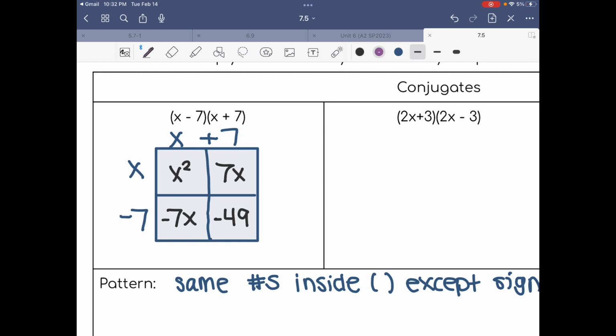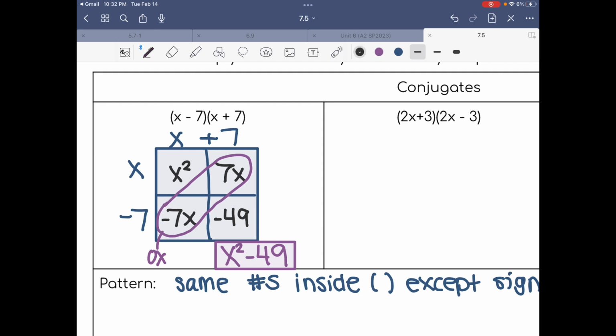Then, hopefully you kind of remember this, you have to add these x's that are in the diagonal together. So what happens when you add 7x and negative 7x? You get 0. So I don't even need x to be part of my answer. My answer is just x squared minus 49. Okay, so we're looking for a pattern here. So keep what happened on that one in mind. And we're going to go ahead and focus on the next one.